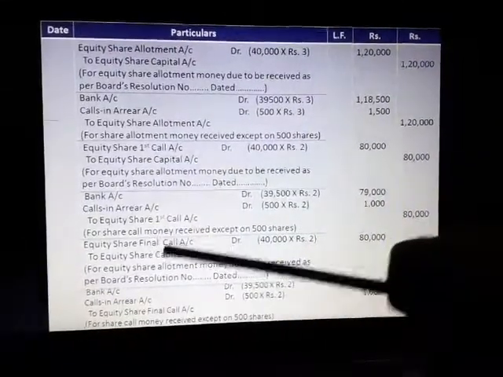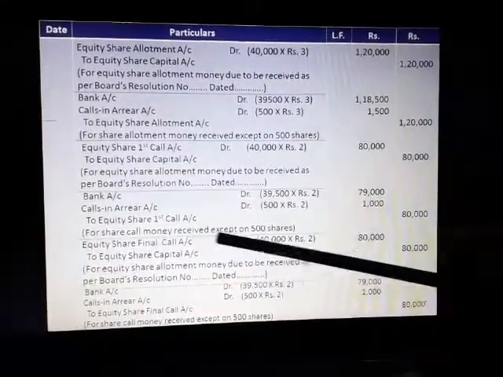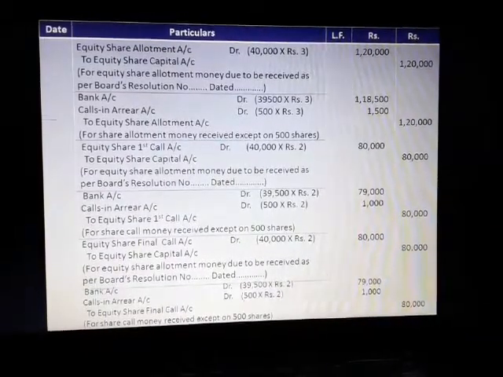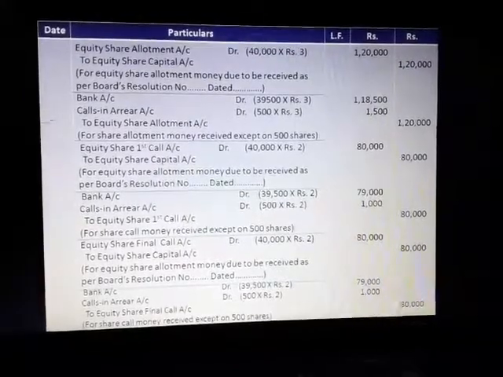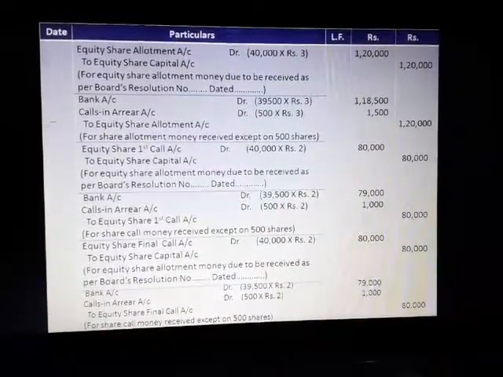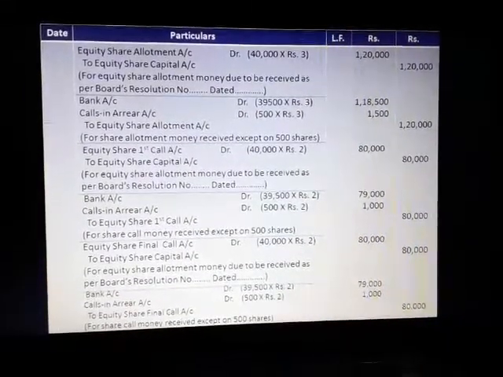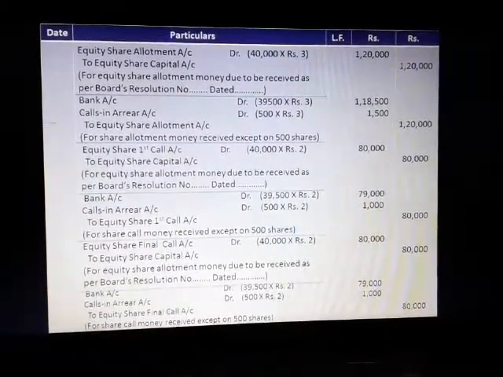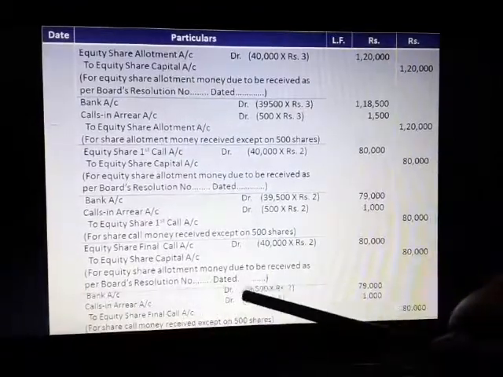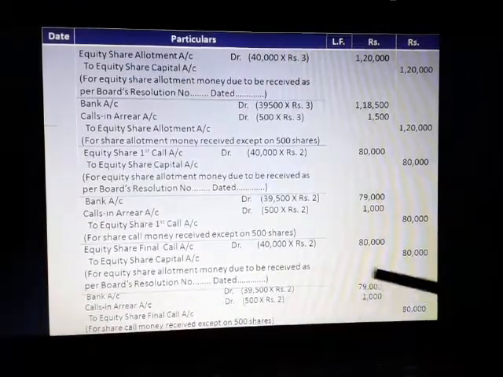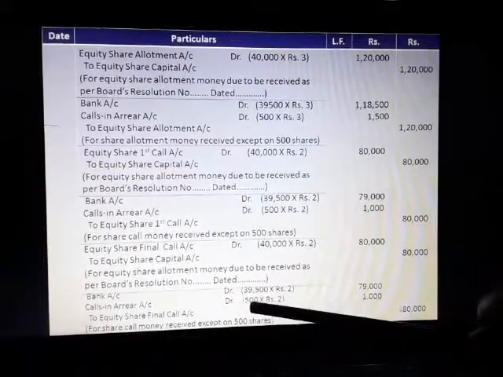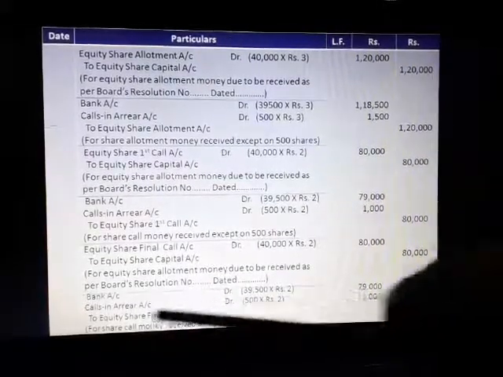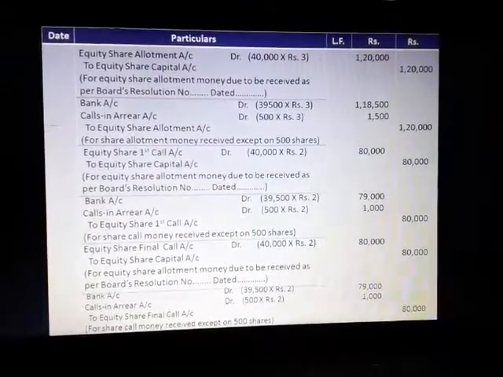Now equity share final call due. Equity share final call account debit to equity share capital 40,000 into rupees 2, 80,000. And in the similar way, while we are receiving the amount on final call, Amol also failed to pay the final call money. So bank account debit 39,500 into 2, 79,000. Calls in arrear account debit 500 into 2, 1,000. To equity share final call account rupees 80,000.